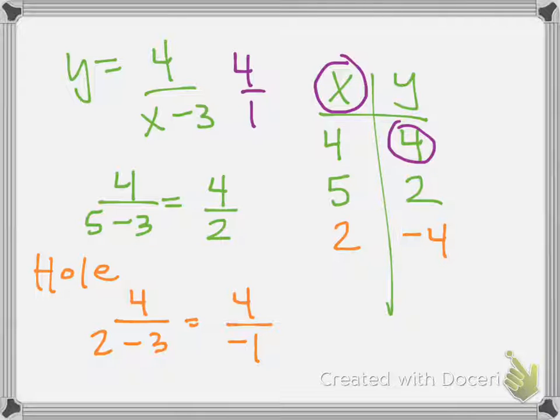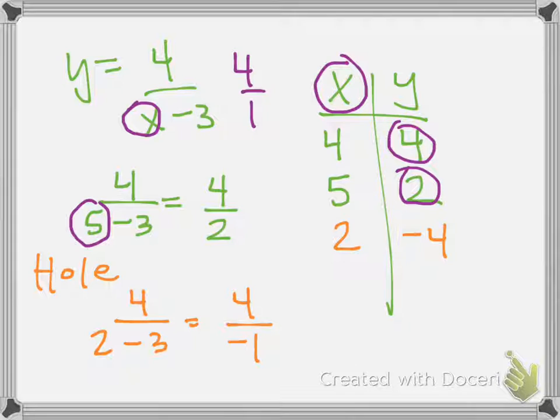I put 5 in for x. So instead of x, I'm putting 5 in. 5 minus 3 is 2. 4 divided by 2 is 2. So this is my ordered pair. So now I know this is where the graph is going to happen. So I sketched those points.